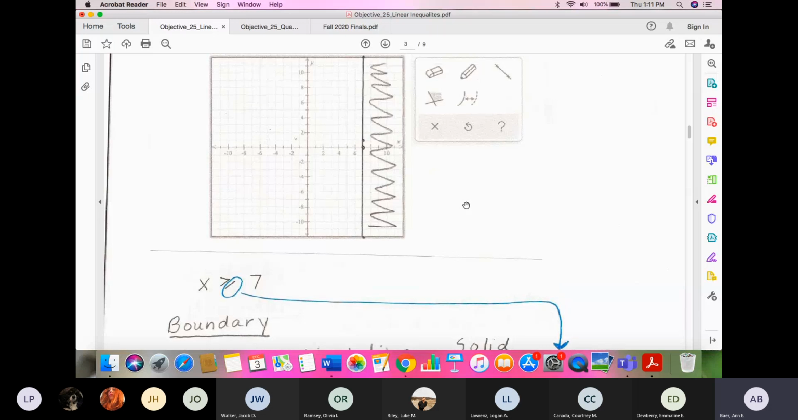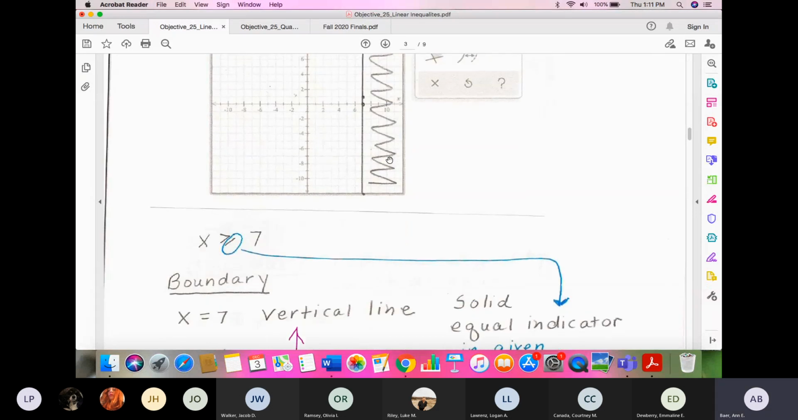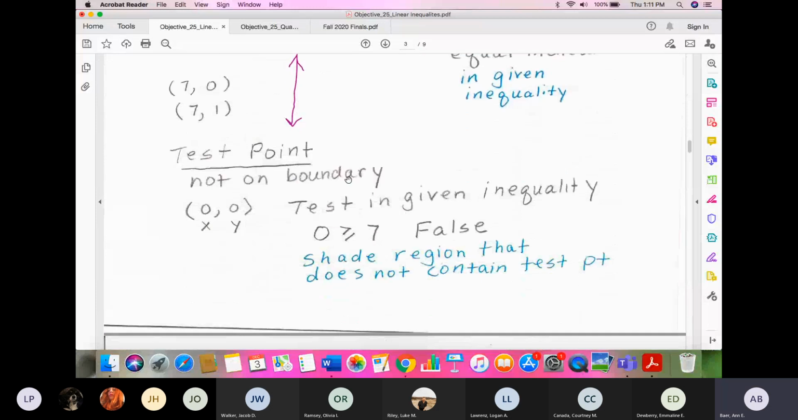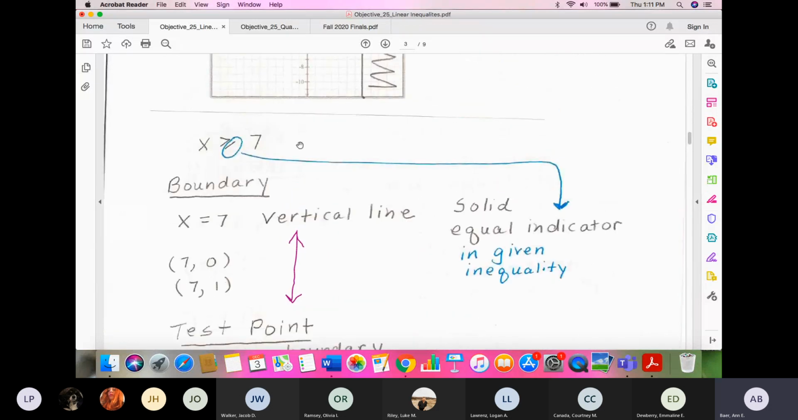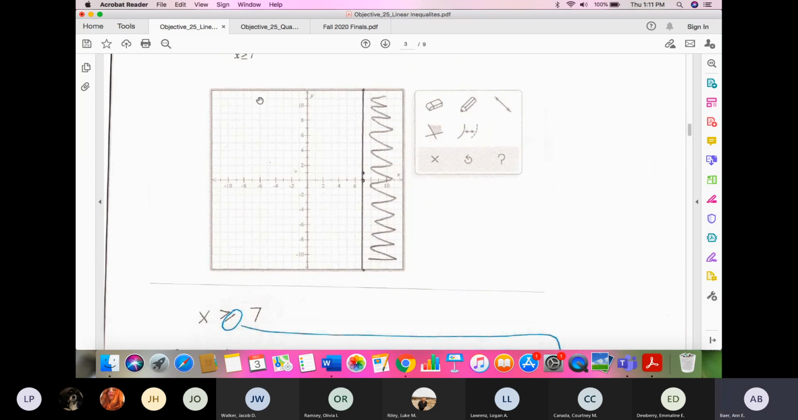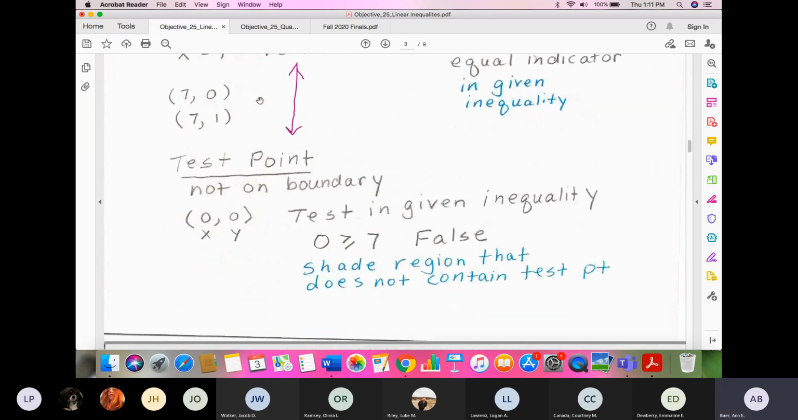After you're done getting the boundary, we just have to decide, are we going to shade this region or this region? We need to choose a test point. And guess which test point we're going to choose? 0, 0, because it's not on the boundary. So you want to choose a test point not on the boundary. We're going to test in the given inequality, x greater than or equal to 7. So we want to check our 0 in there.